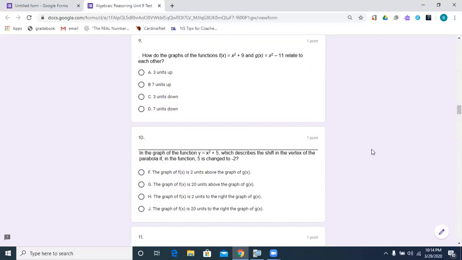Number 9. How do the graphs of the functions f of x equals x squared plus 9 and g of x equals x squared minus 11 relate to each other? A, 3 units up. B, 7 units up. C, 3 units down. D, 7 units down.